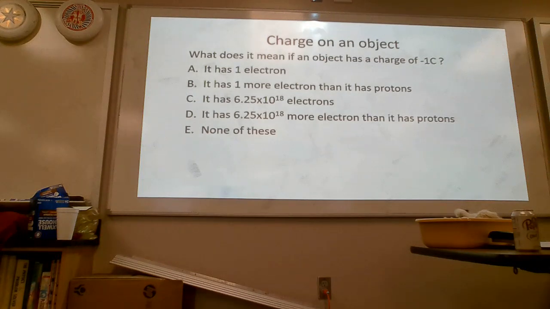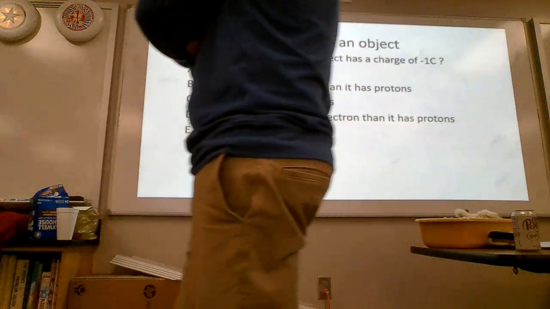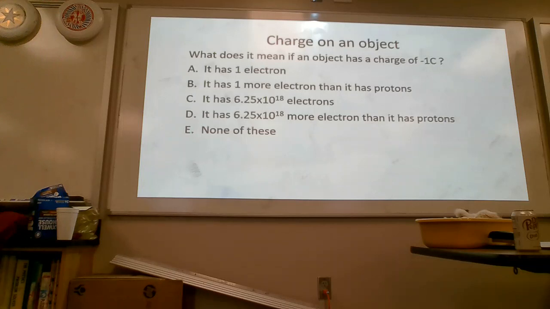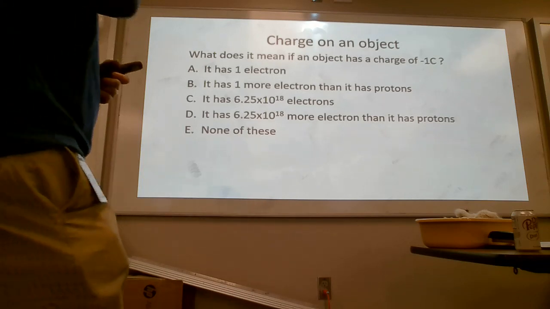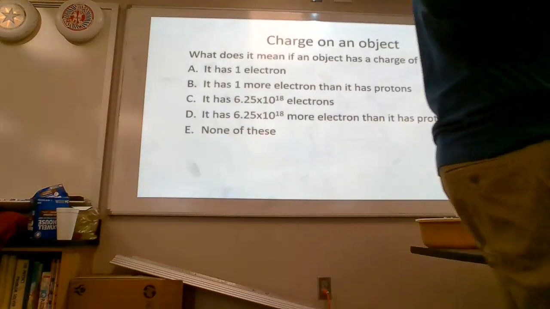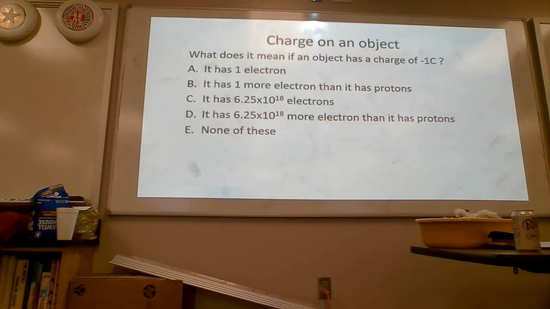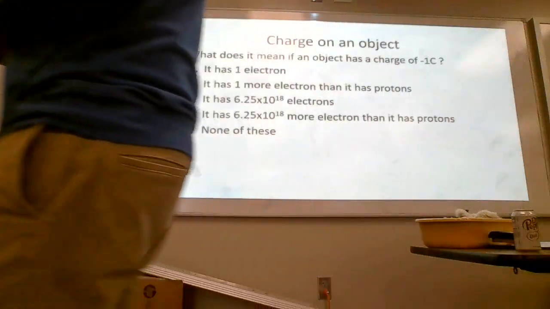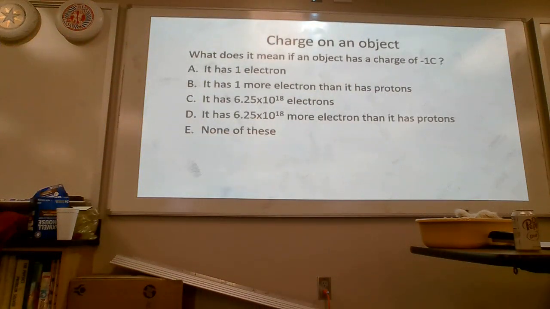In chemistry, you measured charge simply by counting how many extra electrons or extra protons there were. But in physics, we're not looking at atoms or molecules. We're looking at macro-sized objects, things that you can see with your eye and hold with your hand. And there's going to be a bunch of extra electrons or protons.